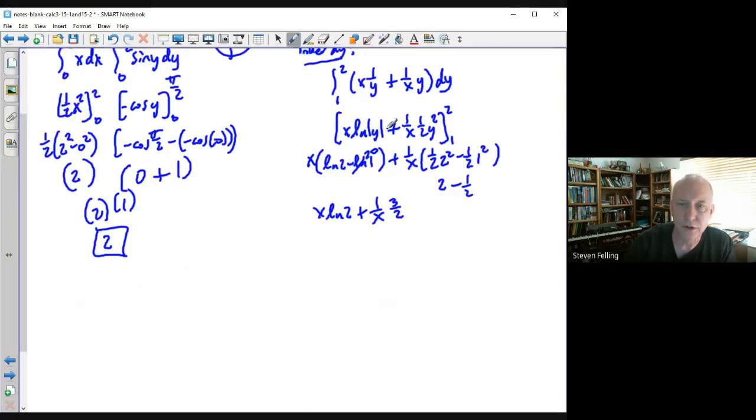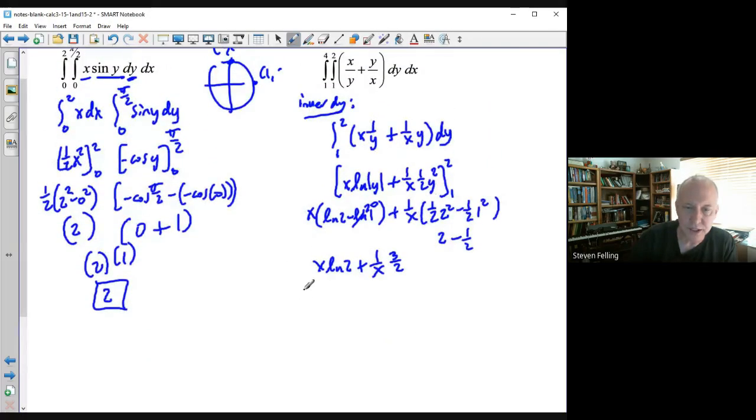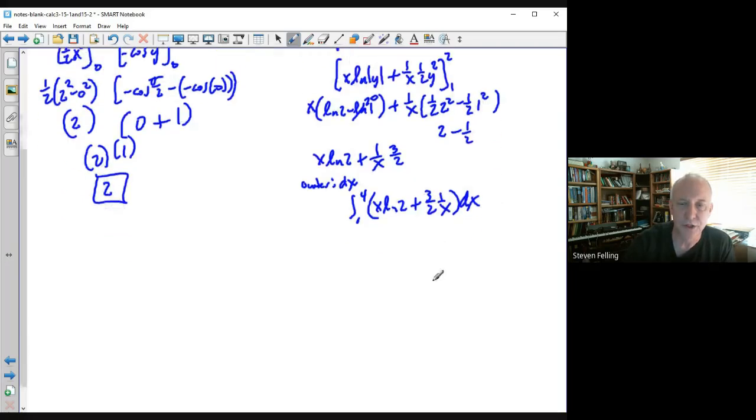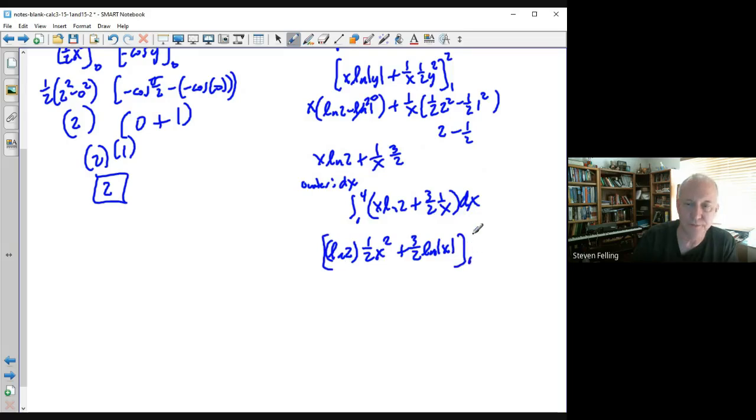And then the outer integral, I guess I need to write it first. The outer integral, which is dx, is going to be the integral from 1 to 4 of this result. So x natural log of 2 plus 3/2 times 1 over x, where x is considered the variable. All right, so let's see, antiderivative here. The natural log of 2 is a constant. This will be 1/2 x squared. And then I've got the 3/2 constant. The antiderivative of 1 over x is natural log of the absolute value again, evaluated from 1 to 4.